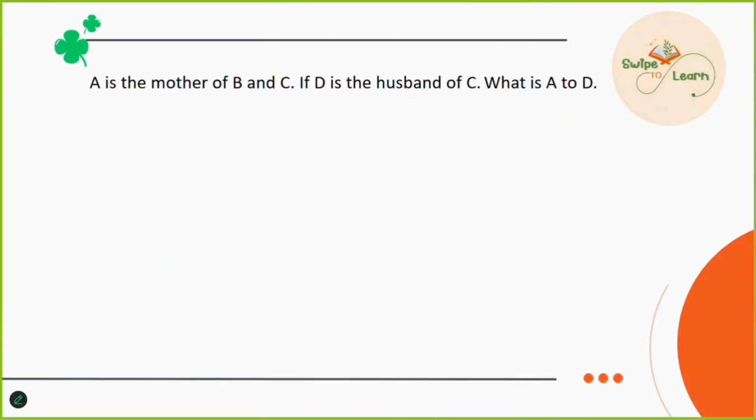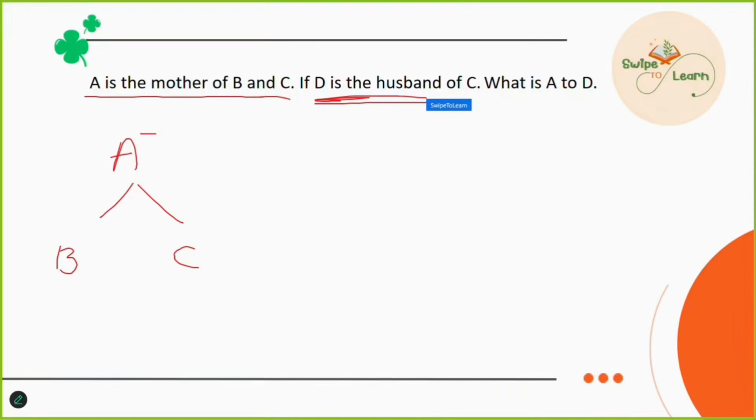Next question. A is the mother of B and C. Okay. A is mother. Mother means with a negative symbol of B and C. Okay. If D is the husband of C. Okay. Definitely D is the husband of C. Okay. Let's start with this. D is husband. Husband means a male person, which is denoted with plus, and a married couple will be denoted using a double arrow. And if this person is a male, then definitely C would be a female. Okay. So C is a female.